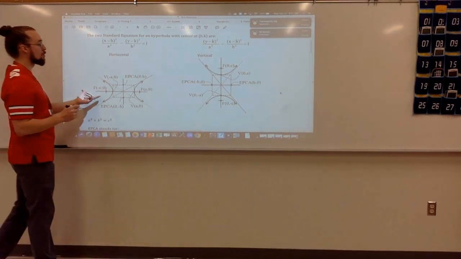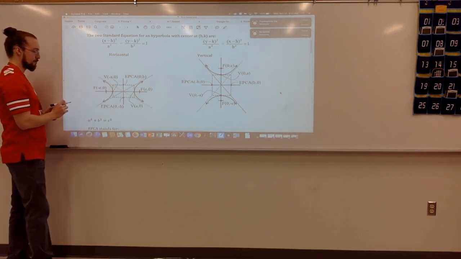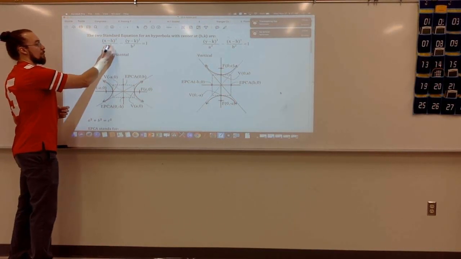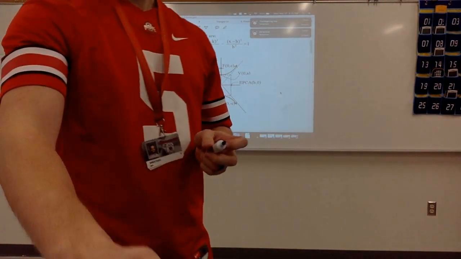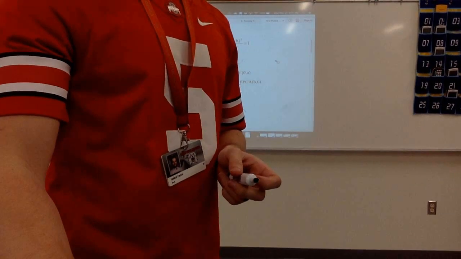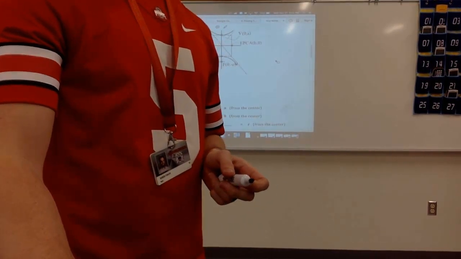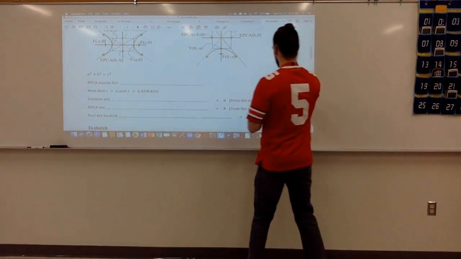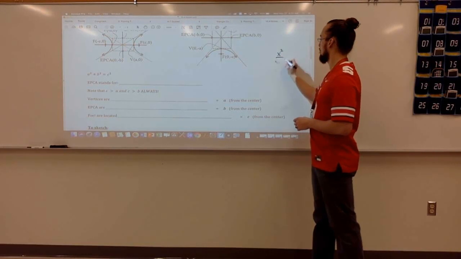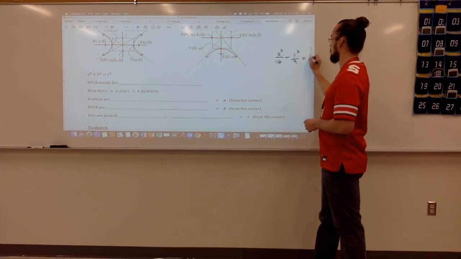If we're looking at our hyperbola, I don't know if I want to explain it in the general form or just do an example. I think maybe just doing an example will make more sense. So let's say we want to take the equation x squared over 16 minus y squared over 9 equals 1.